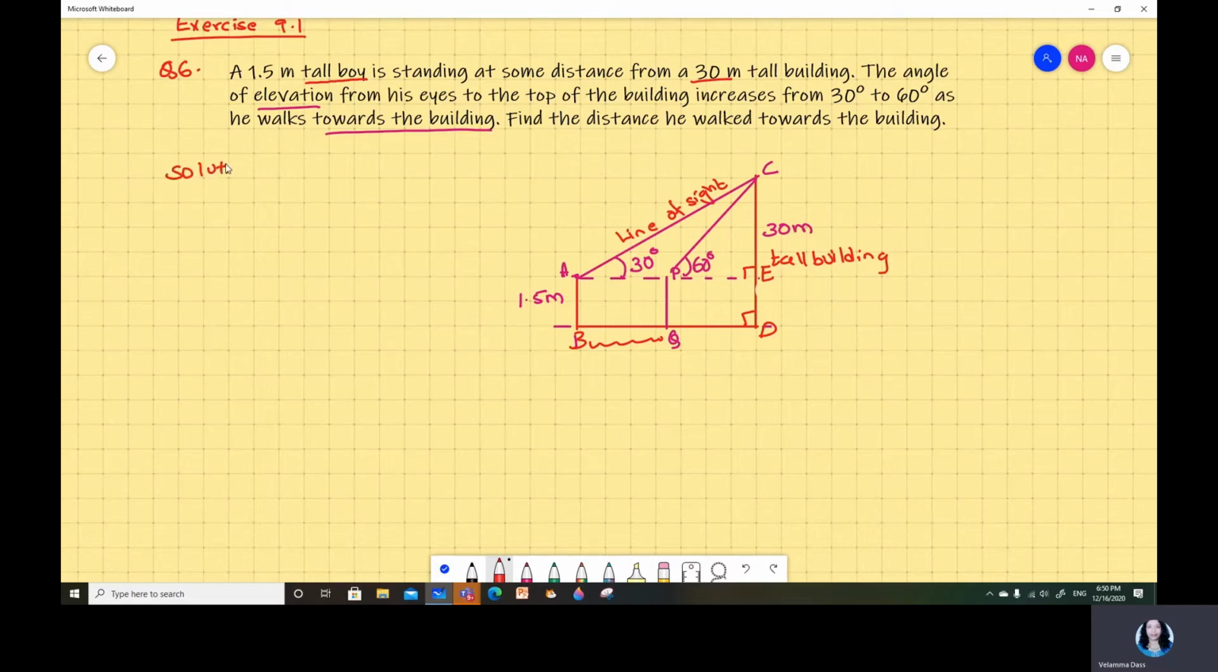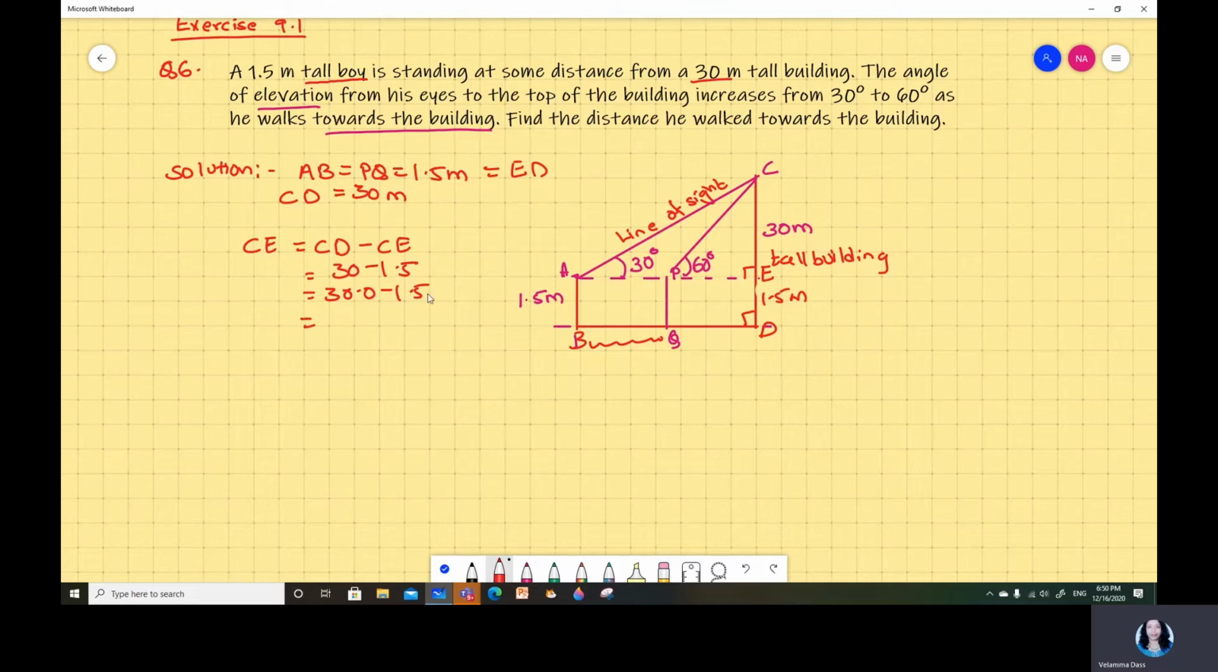When we go for writing the solution, the minimum information you are supposed to write is AB equal to PQ, that is 1.5 meter. We have that CD is 30 meter here. We can also add ED is also 1.5. Can we say this is 1.5? Yes. So can we find CE? CE can be found very easily by CD minus ED, that is 30.0 minus 1.5. So 10 minus 5 will give you 5. 9 minus, with the carry, 8. So here we have 28.5 meters.